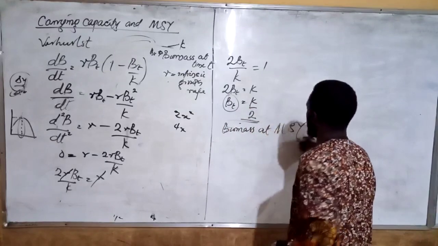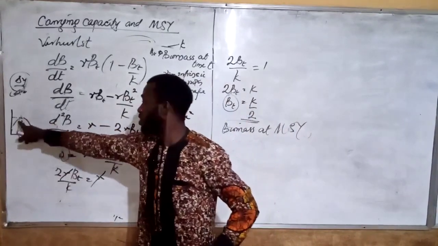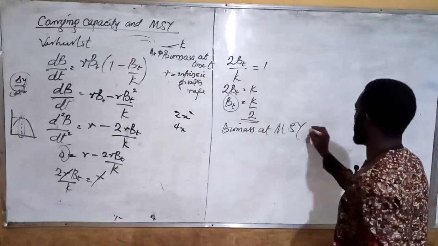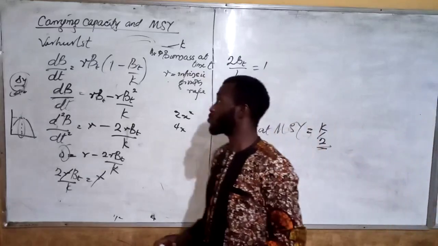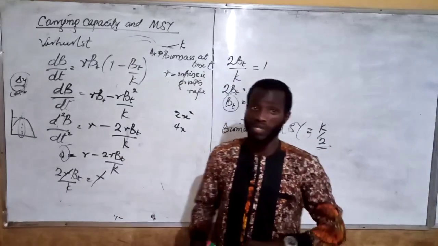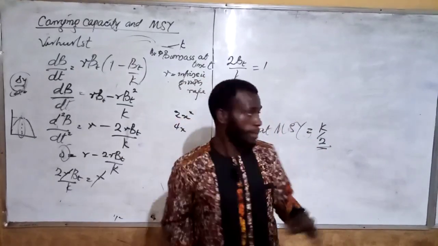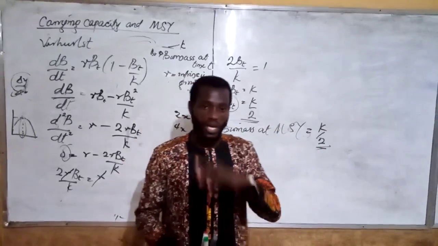This shows that the biomass at MSY, because the MSY point is the point where the slope is what? 0. This peak here, that's where the slope is 0. So biomass at MSY is equal to what? Half of the carrying capacity. And this is the proof of the relationship between carrying capacity and MSY. There are also other differences between carrying capacity and the MSY, but this is the mathematical relationship between them.